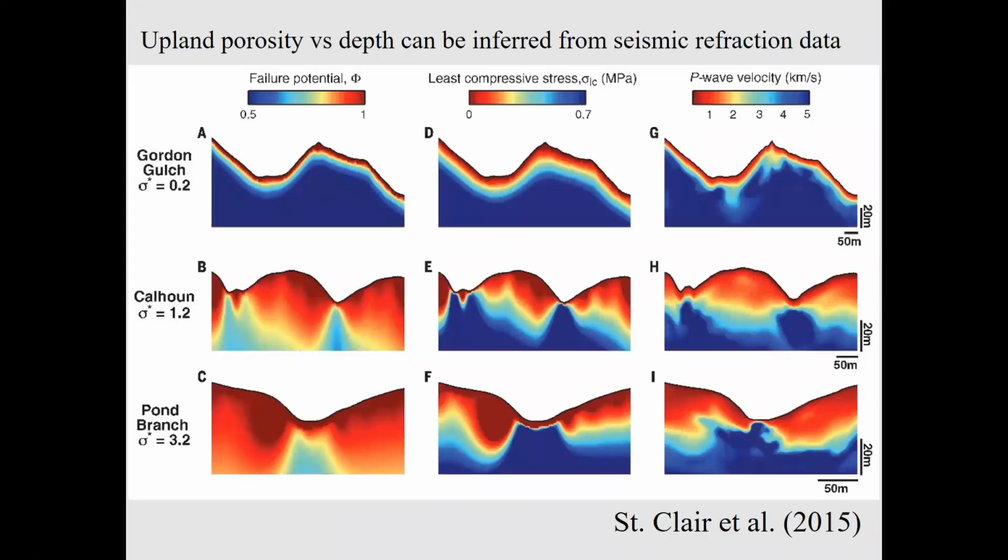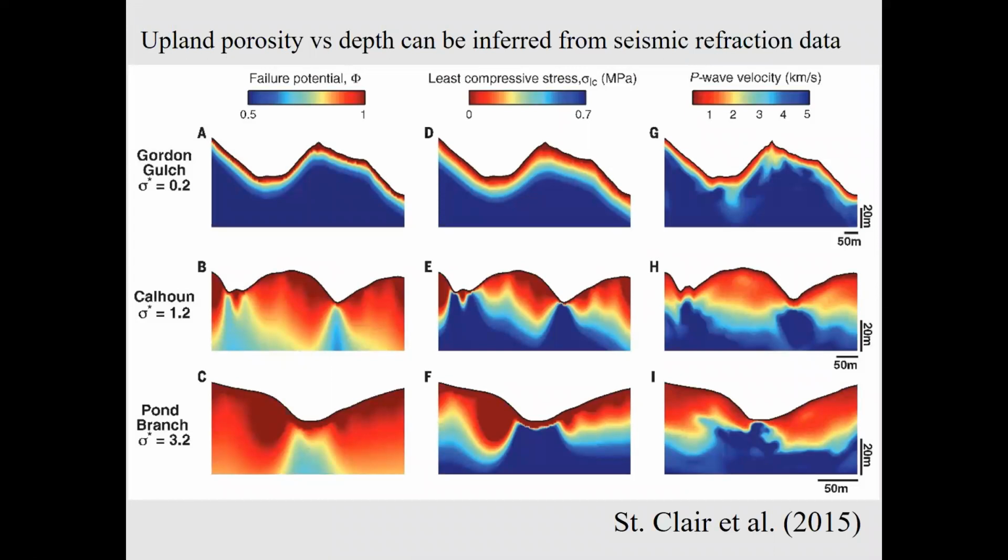So to do that, one approach is to take P-wave velocity data, which is now being widely collected in uplands around the western United States. So this is St. Clair et al., 2015. Very successful paper to come out of the critical zone network, broadly speaking.